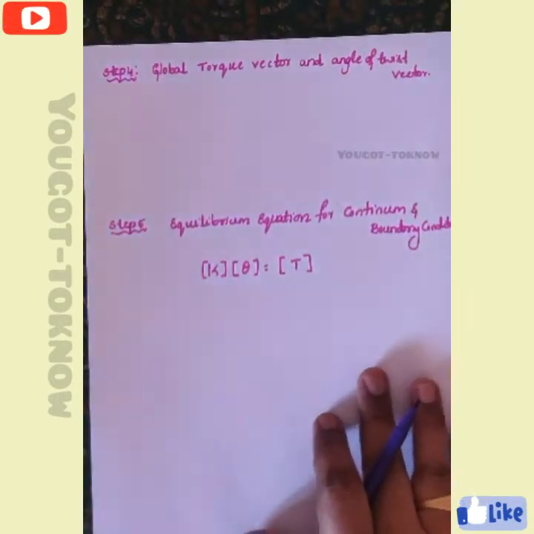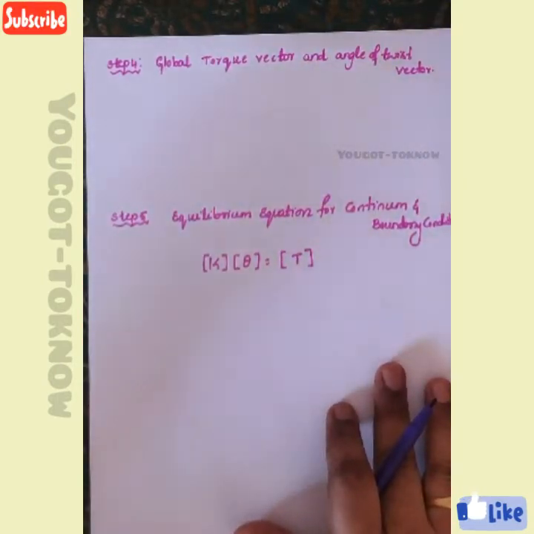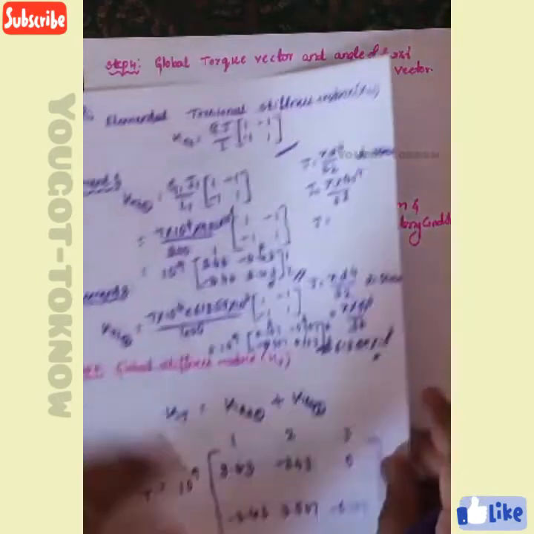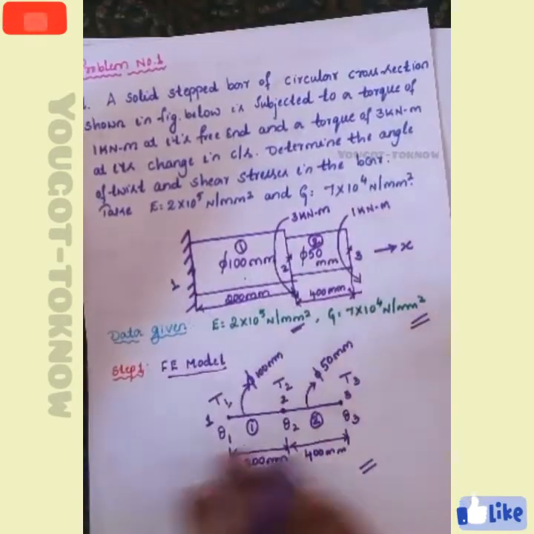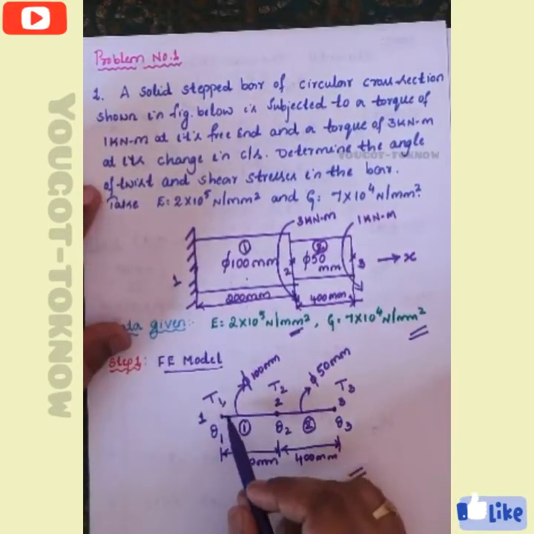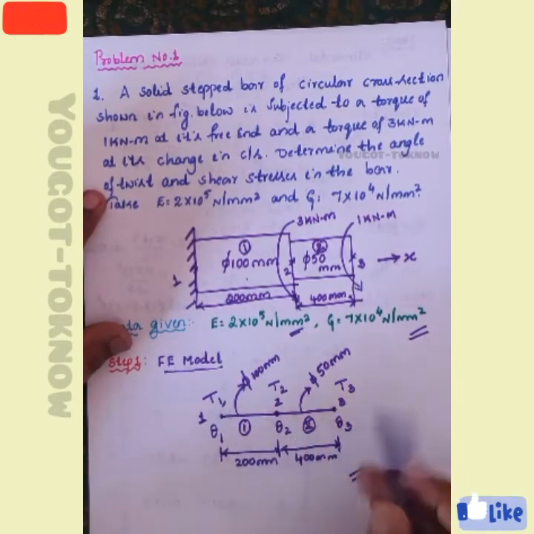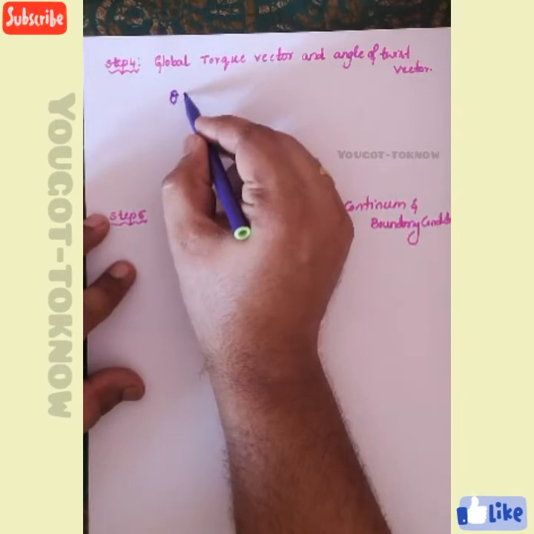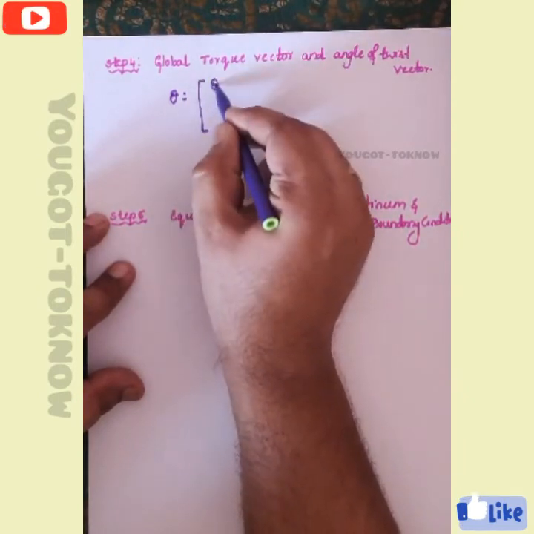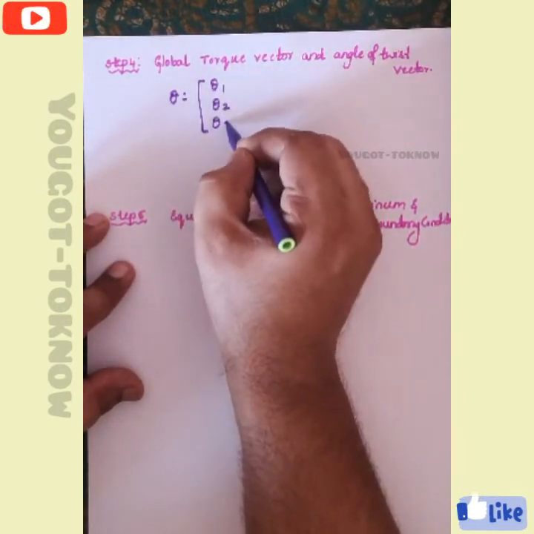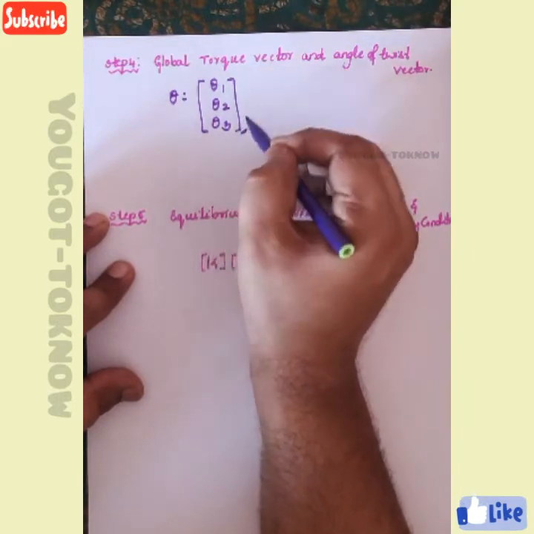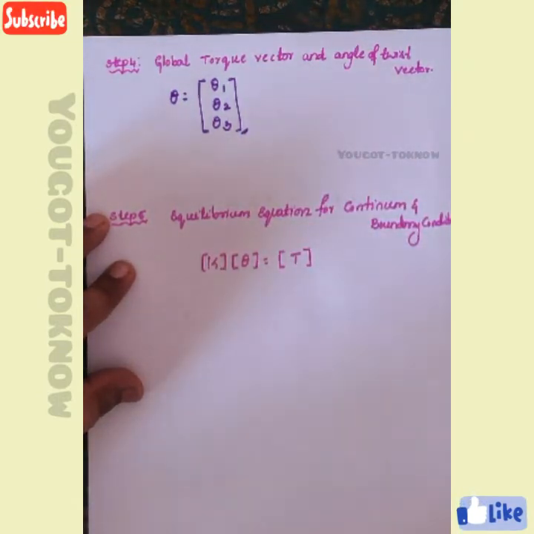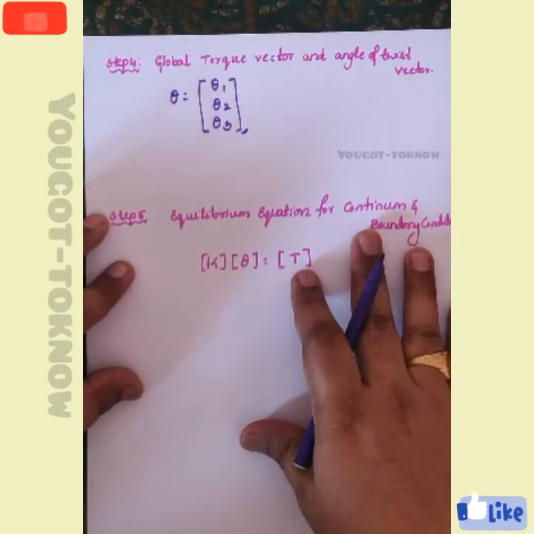next thing is how to determine your global torque vector and angle of twist. Just observe your problem here. See, theta 1, theta 2, theta 3 are called angle of twist vectors. That means angle of twist vector theta equals theta 1, theta 2, theta 3, because these are all the unknown parameters we want to calculate. This is just like your Q1, Q2, Q3 in your bar elements, similar to your bar elements.